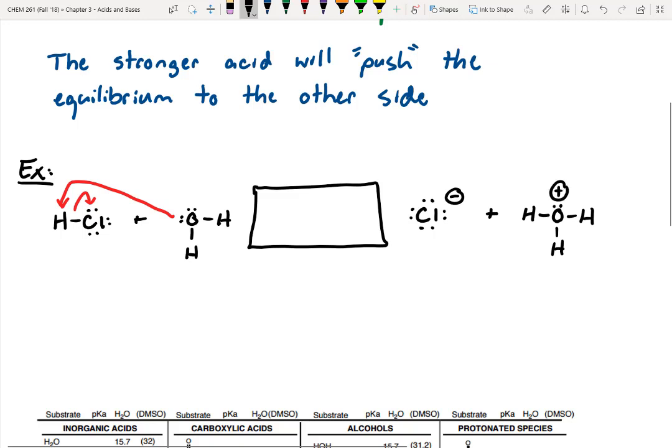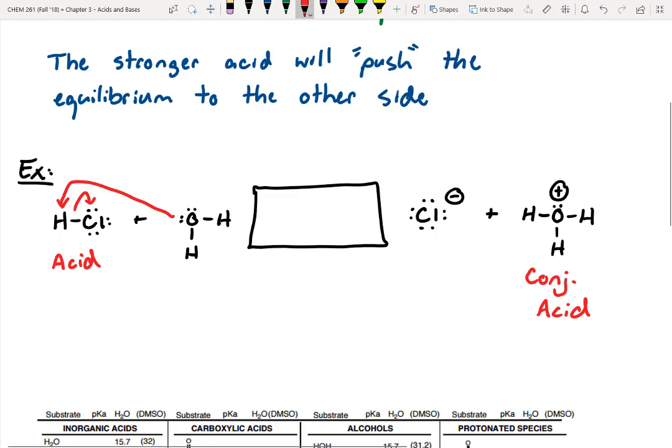All right, so again, we've got to think about our acid. We know over here that this is going to be our acid. And over here, we've got our conjugate acid. So we've got these two competing acids in equilibrium.